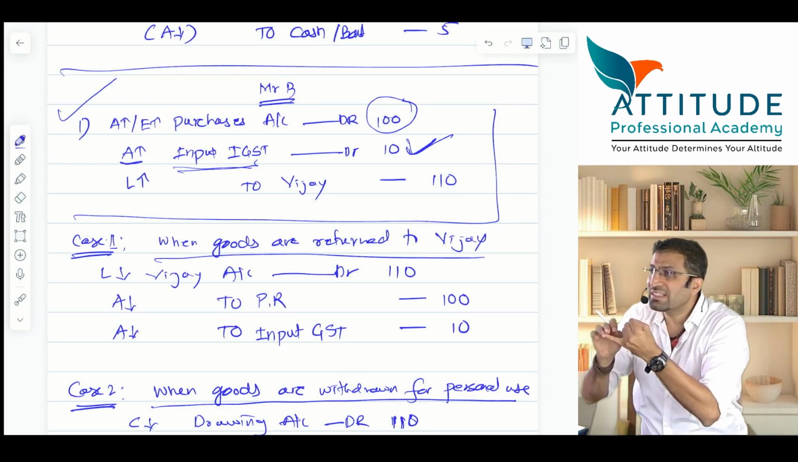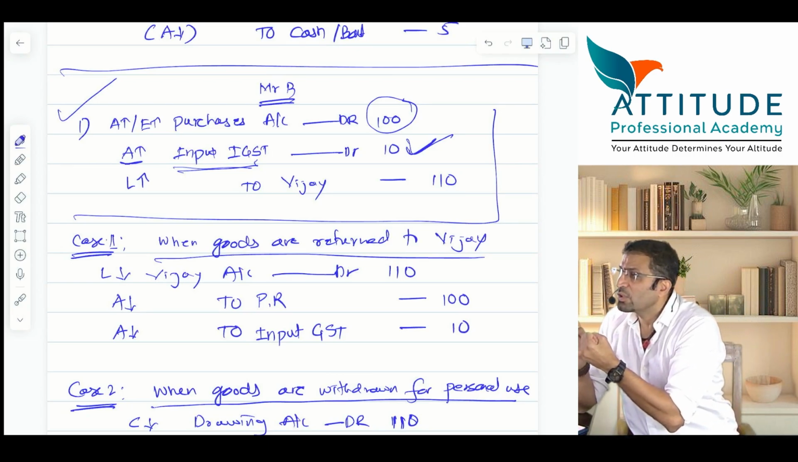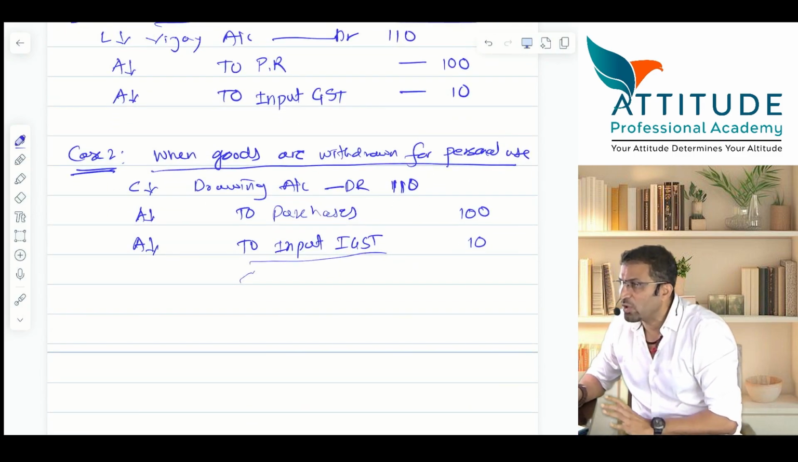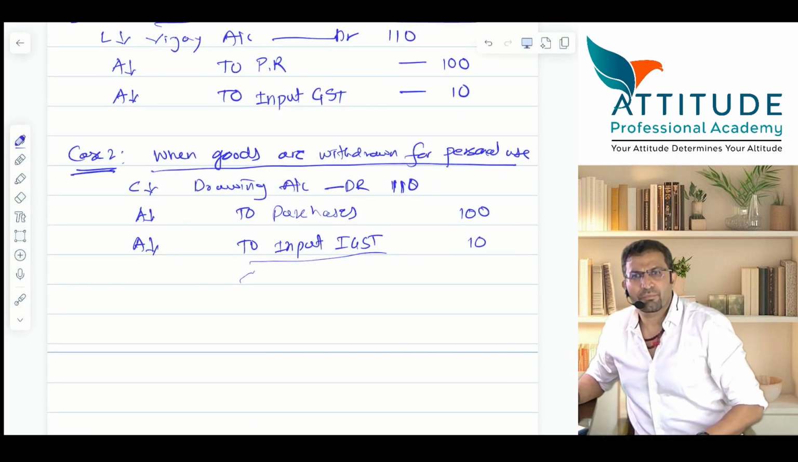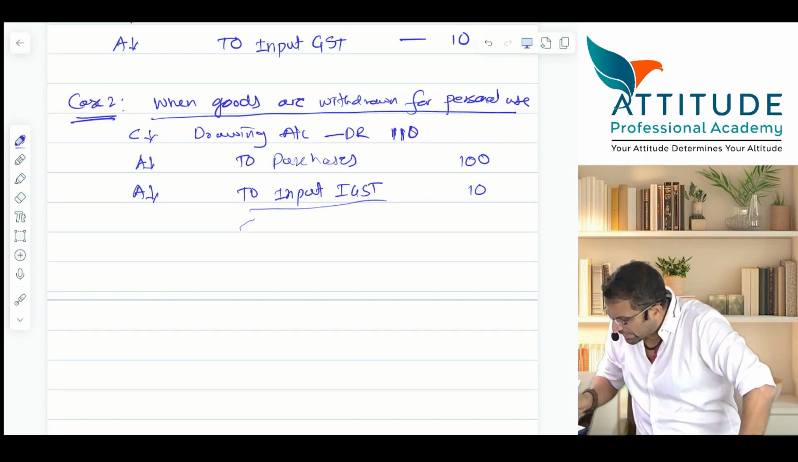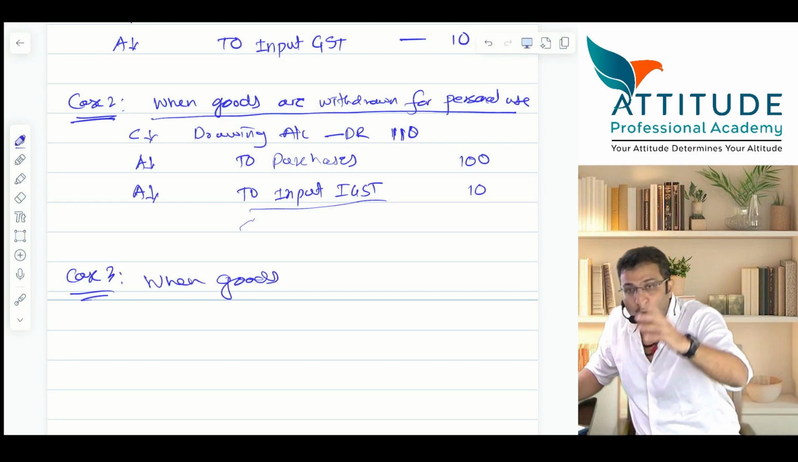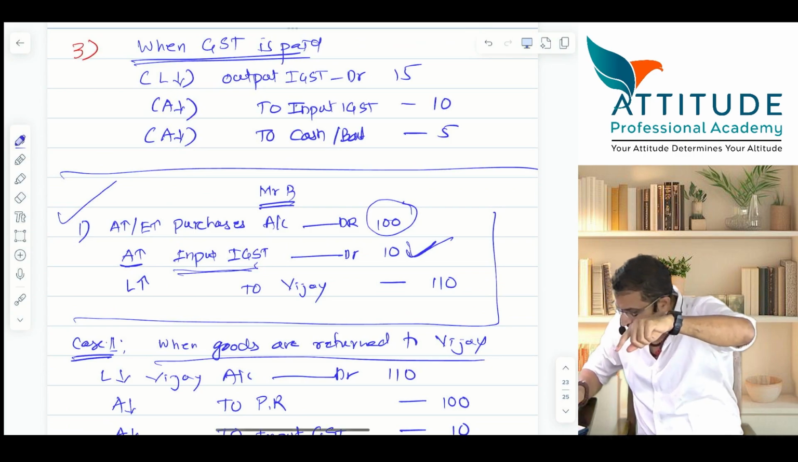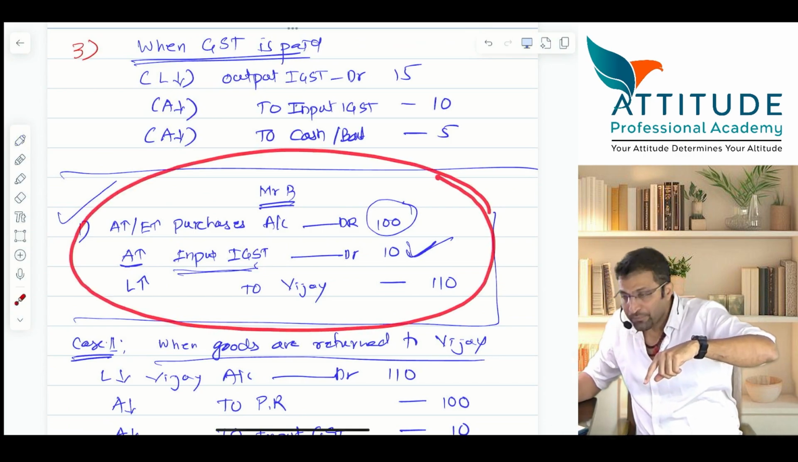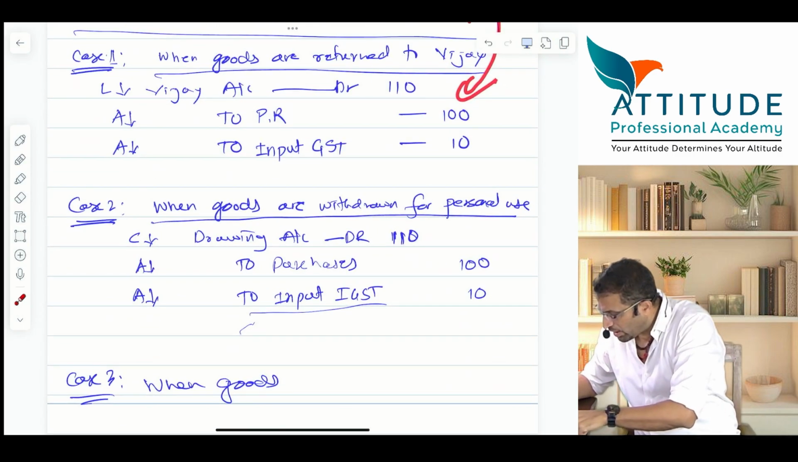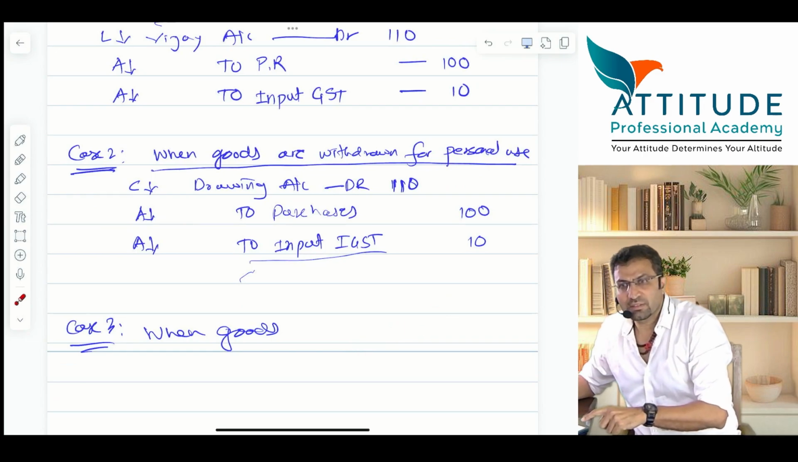Similarly, goods destroyed by fire. What? Goods stolen, goods destroyed by fire. Same thing. Only thing, instead of drawings, it will be lost by fire, lost by theft. Are you understood? So case 3, when goods are lost, the goods which you have purchased, this is a base entry, guys. ये जो है ना, ये base entry है. These goods only I have taken in case 1, either returned or drawings or goods lost. Understood?